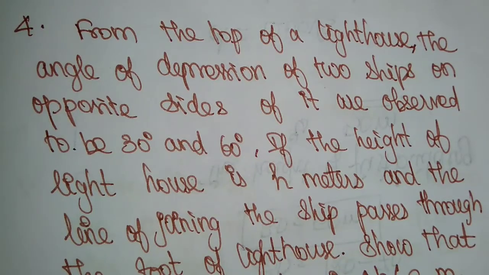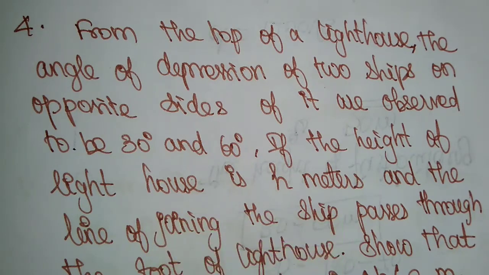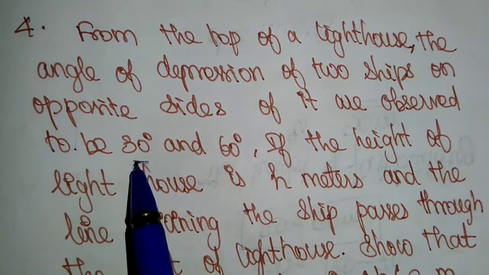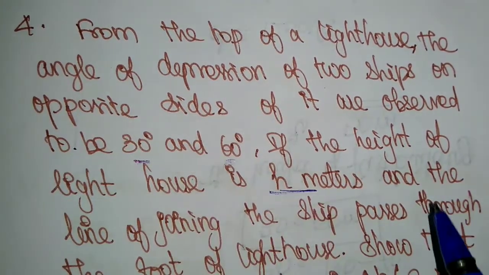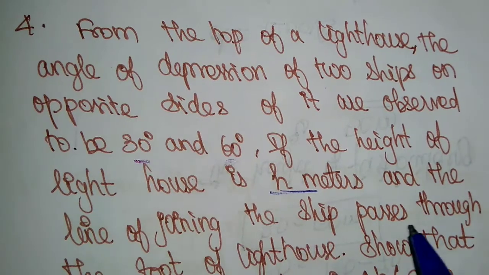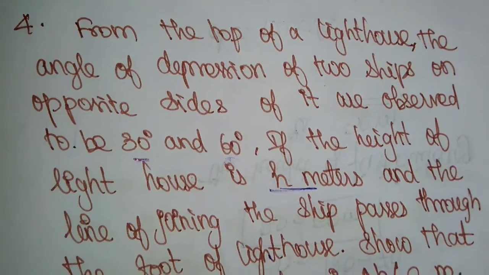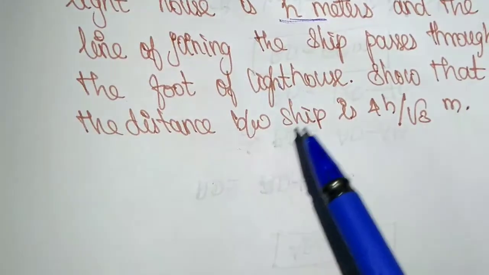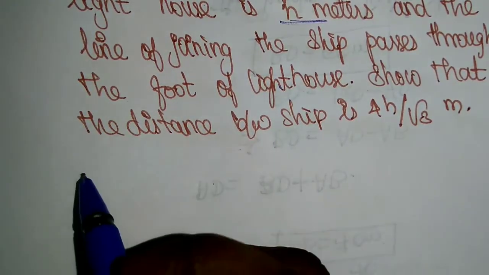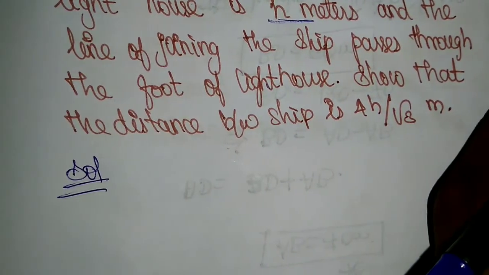Fourth problem, from the top of a lighthouse, the angle of depression of two ships on opposite sides of it are observed to be 30 degree and 60 degree. If the height of the lighthouse is h meters, and the line joining the ships passes through the foot of the lighthouse, show that the distance between the two ships is 4h divided by root 3 meter. Here we have to show the distance between the two ships is 4h divided by root 3 meter.